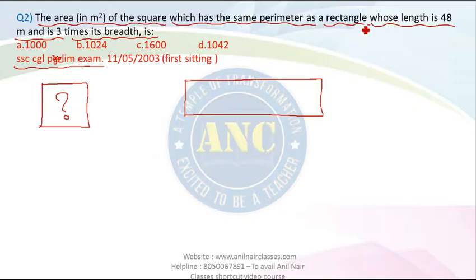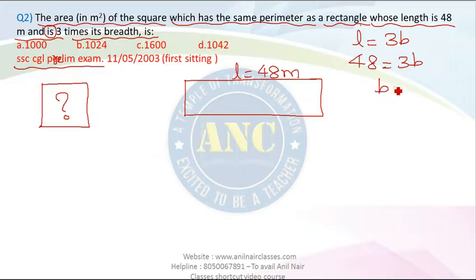But they are saying that the rectangle has a length of 48 meters. And this length is 3 times its breadth. Length is 48. That means the breadth should be how much? 1/3 of 48, which is nothing but 16. Breadth of the rectangle should be 16.